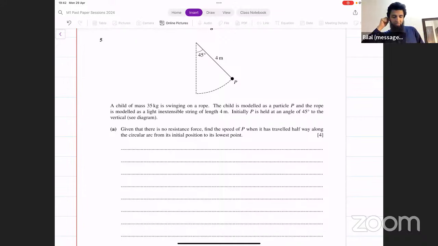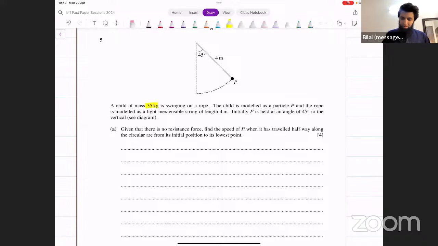Okay, let's start with question number 5 from this paper. It says a child of mass 35 kilograms is swinging on a rope. So the mass of the child is given. The child is modeled as the particle P and the rope is modeled as a light inextensible string of length 4 meters. Initially, P is held at an angle of 45 degrees. So this is the initial position. Given that there is no resistance force, find the speed of P when it has traveled halfway along the circular arc from its initial position to its lowest point.